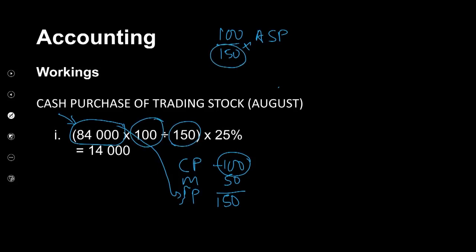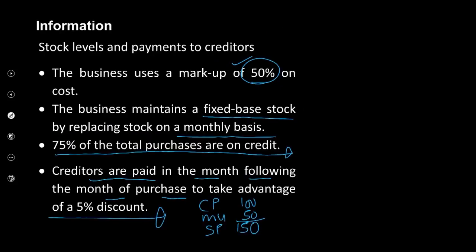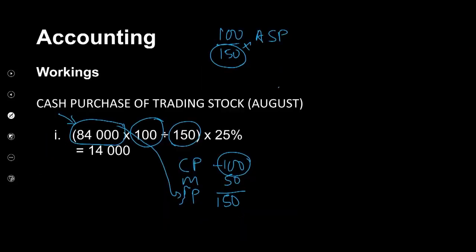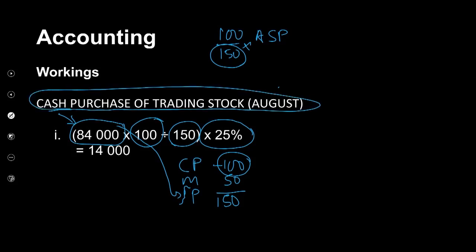Times, obviously, you are told that only 25% will be paid for in cash. The importance of this information is that 75% of your purchases is on credit, so your cash purchases is only 25% of the total purchases figure. Therefore, looking at my calculation once again, it's your 84,000 times 100 divided by 150 times your 25%. So what are you determining here? Your cash purchase of trading stock. That means how much stock are you buying for cash?